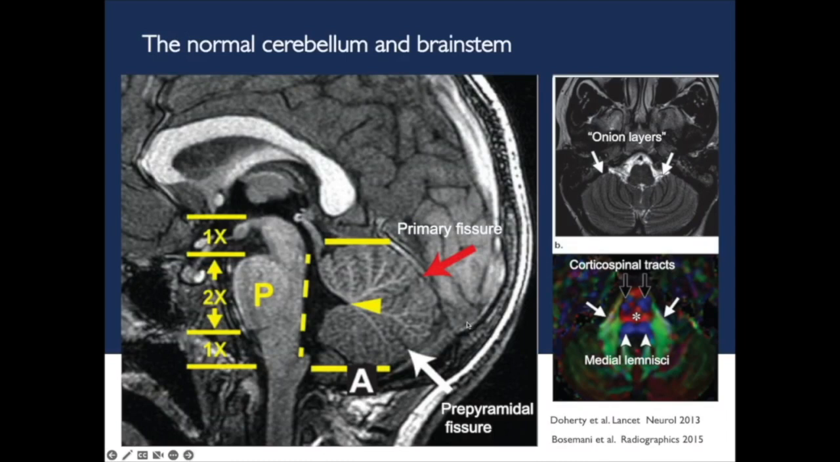So, normal cerebellum. The height of the pons, I'm sure you've seen this before, should be about twice the height of the midbrain and twice the height of the medulla. The tegmen of the pons should be flat. The cerebellar vermis should extend from about the inferior colliculus to the obex. Should be fairly symmetrical, superior and inferior vermis. The vestigial point should be in the middle.